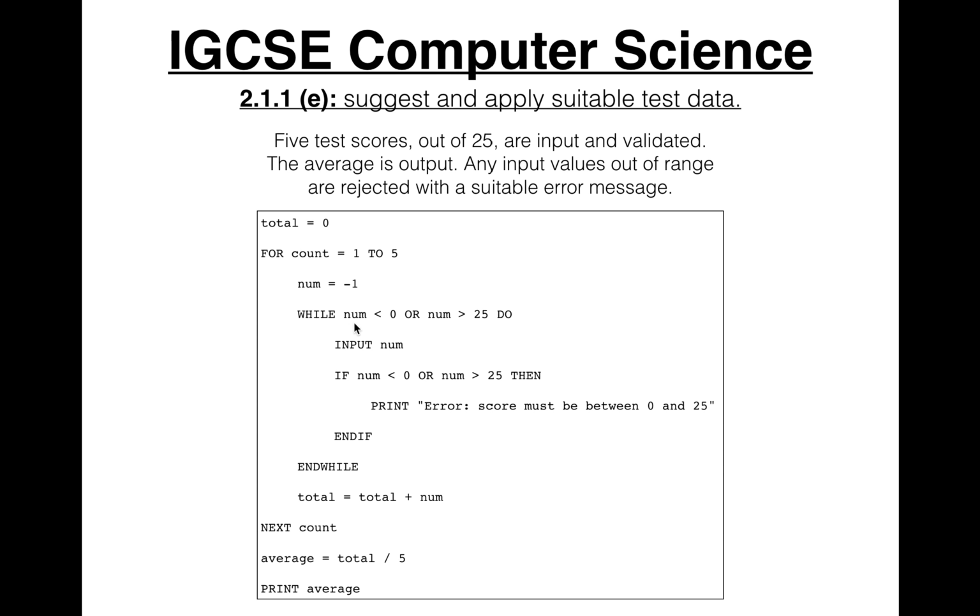This basically inputs a test score out of 25 and calculates the average. You could take a screenshot of this if you want to, but as long as you understand what this does for the entire video, then you should be fine. So remember that the test score must be out of 25, so it must be 0 to 25. It can't be anything out of that range.